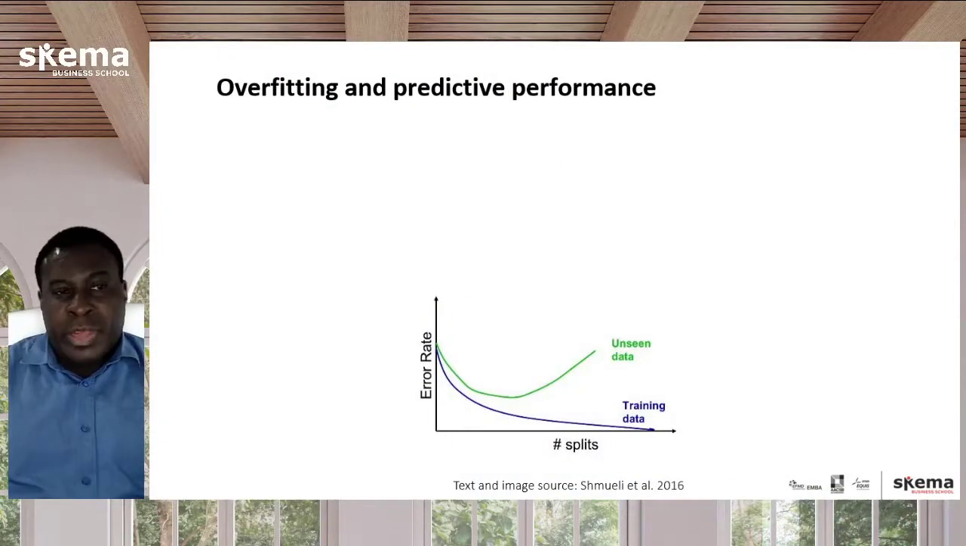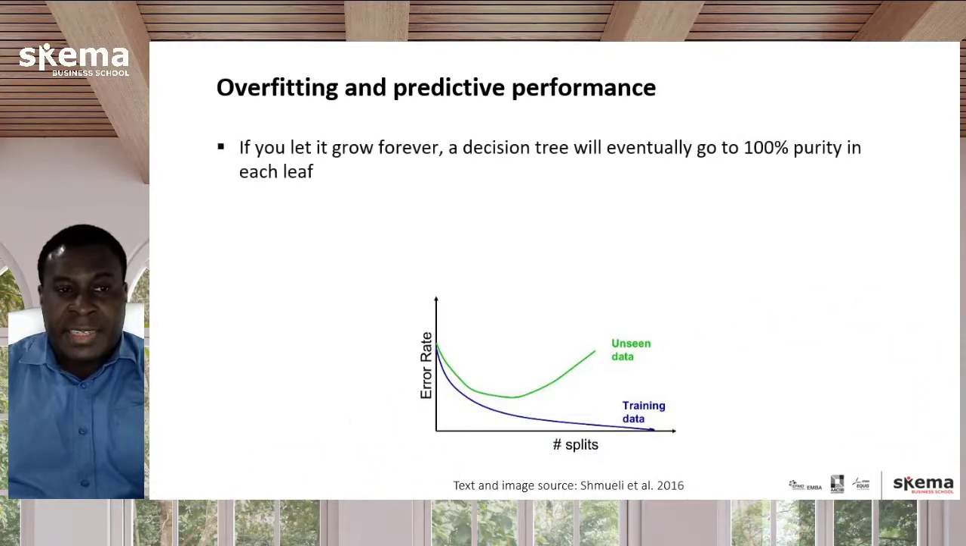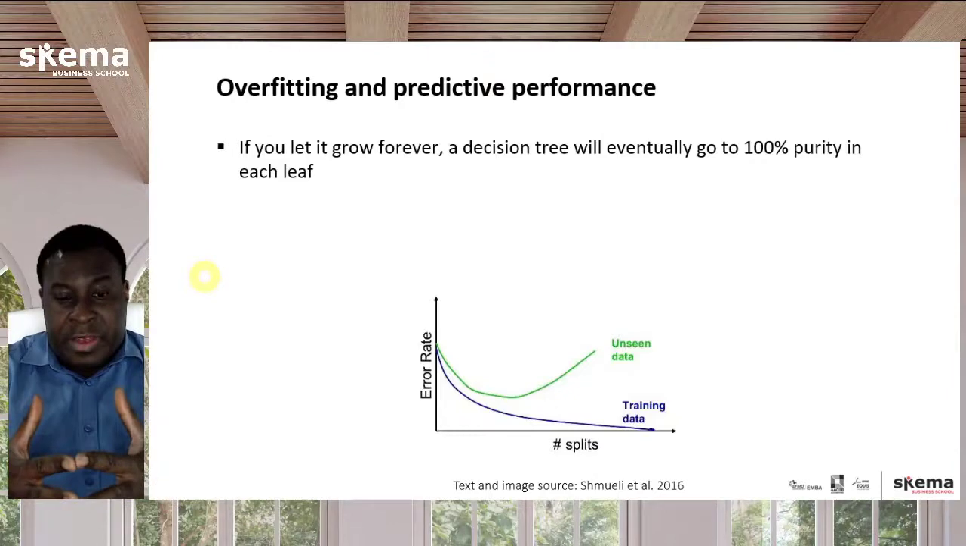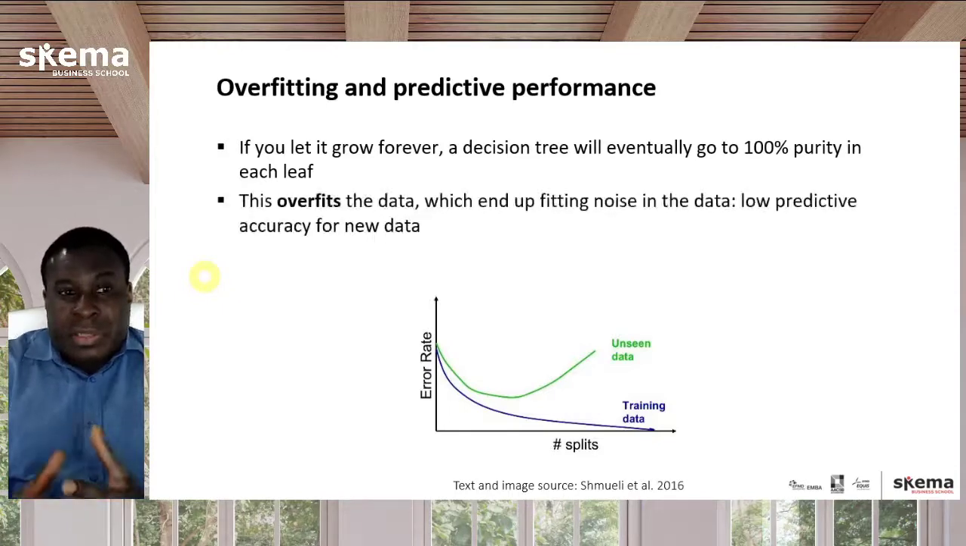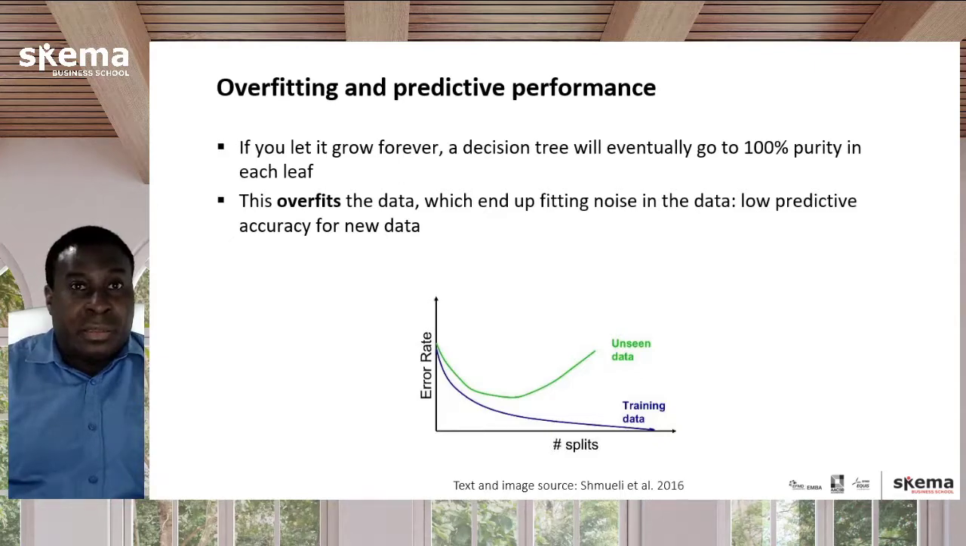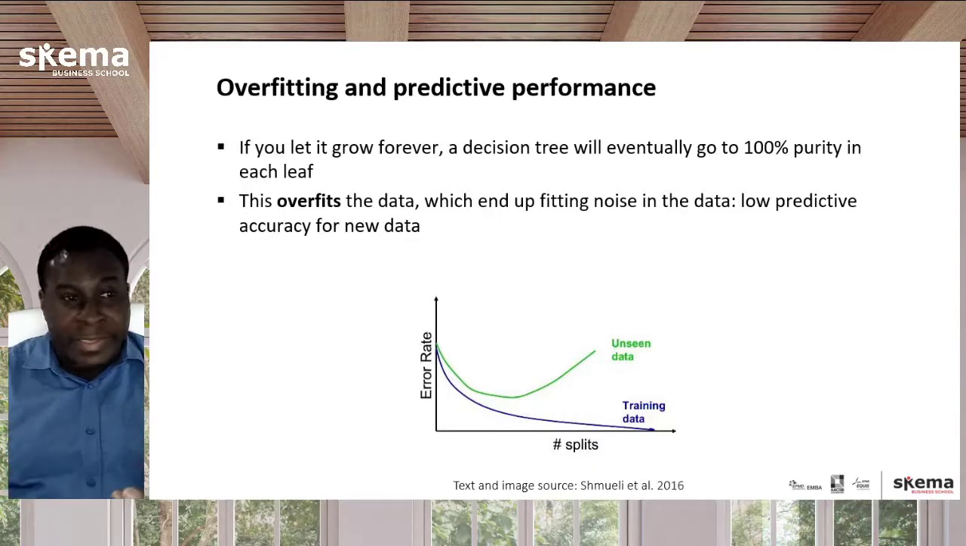So considering the relationship between overfitting and predictive performance, in particular using decision trees as an example, if you let a decision tree grow forever, that is, have as many branches, as many levels, as many leaves as possible, it will eventually go to 100% purity in each leaf, meaning that each leaf eventually predicts every point in the data set. You'll get 100% accuracy. Well, that's not really good because this overfits the data. And that means that you're not fitting the systematic patterns, but you're fitting the noise in the data. And so you're going to have low predictive accuracy for new data.